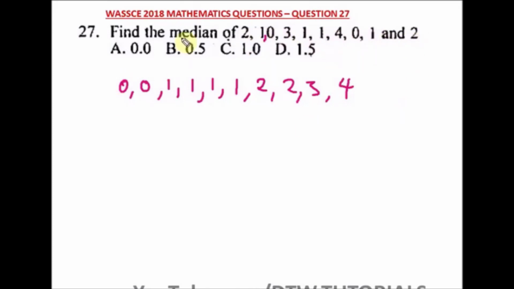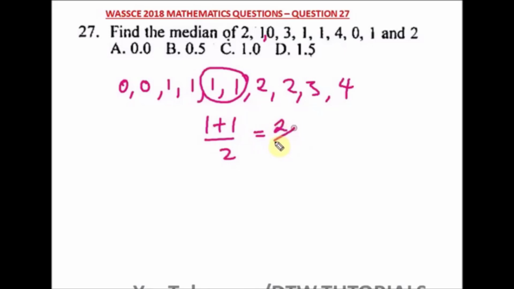So this is an even number, as in the number of values here is even. So it means we have to pick the 2 numbers in the middle and divide by 2. If it was an odd number, definitely we'll find a mid number which will just be 1 value. Here we have 4 here and 4 here, so the middle numbers are 1 and 1. So we have 1 plus 1 divided by 2.